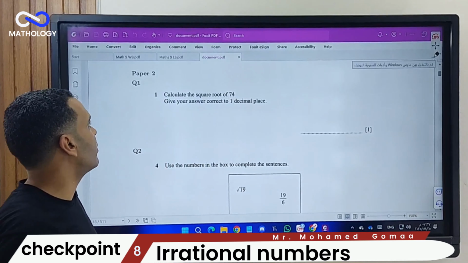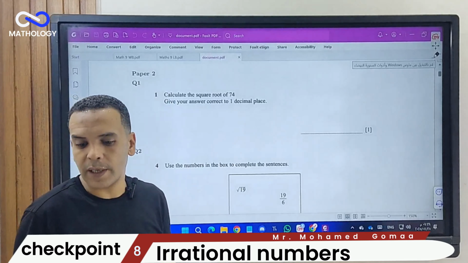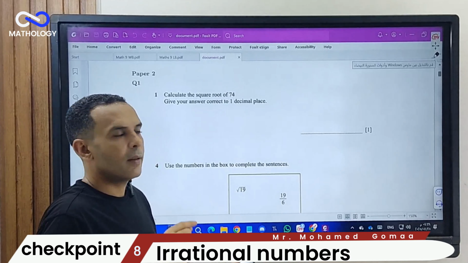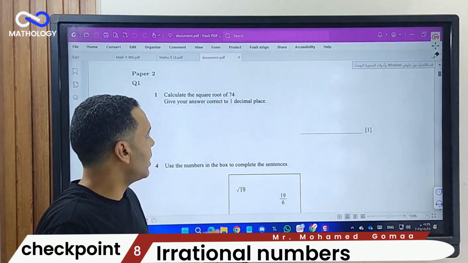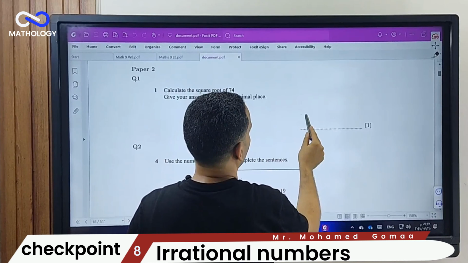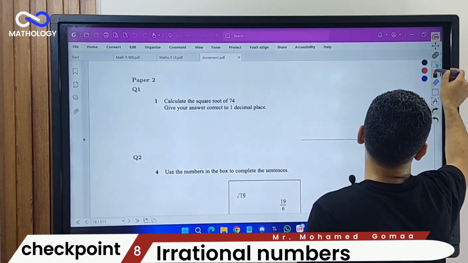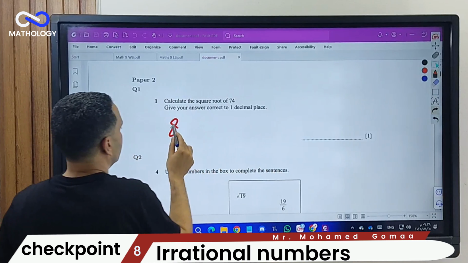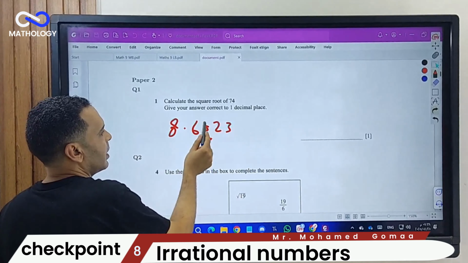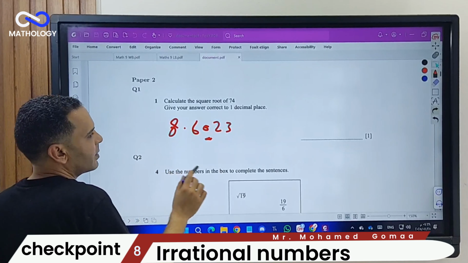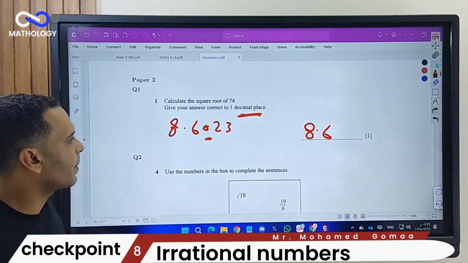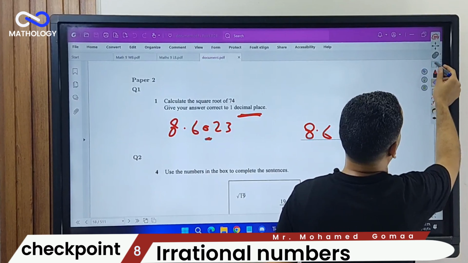Square root of 74, give your answer. This is paper 2, so you can use your calculator. Write the square root sign on your calculator and put 74 below the square root. It will be 8.6023, and so on. The 0 doesn't increase the 6 by 1. Leave it 8.6 because it needs one decimal place. It will be 8.6.